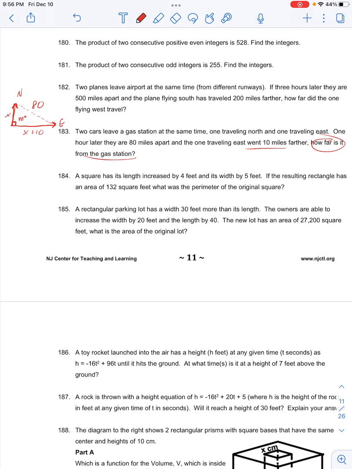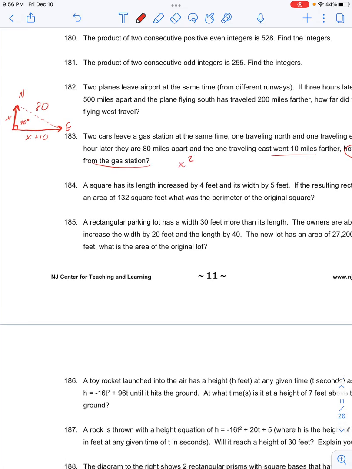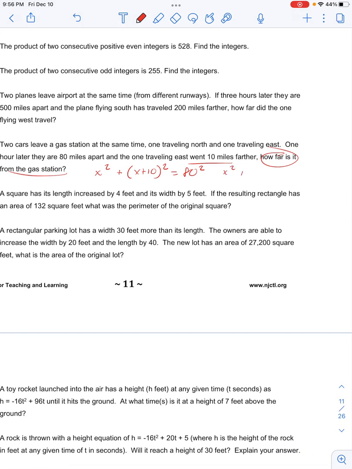Okay, so this means that we have to solve for our x value here. So we can use the Pythagorean theorem. We can say that the two sides squared, so x squared plus this x plus 10 squared is equal to c squared, the hypotenuse squared, which is 80 squared. So I have x squared plus x squared plus 20x plus 100 is equal to 80 squared, which is 6,400.